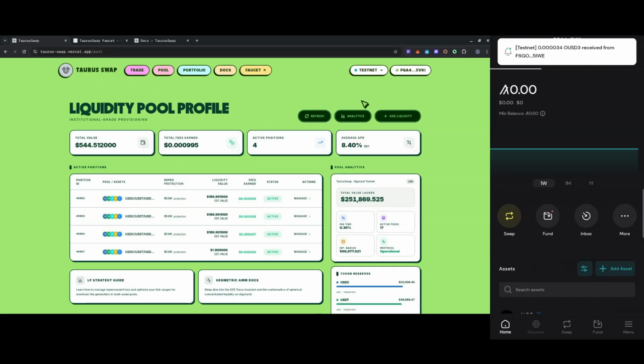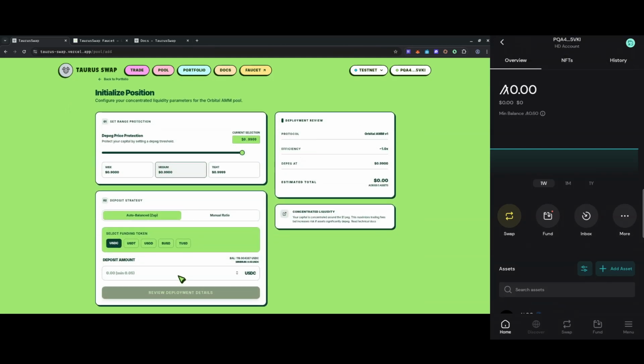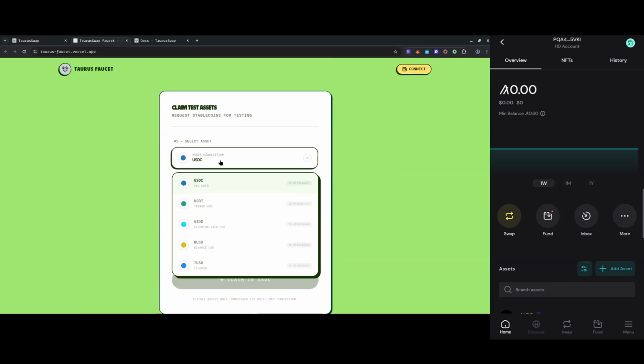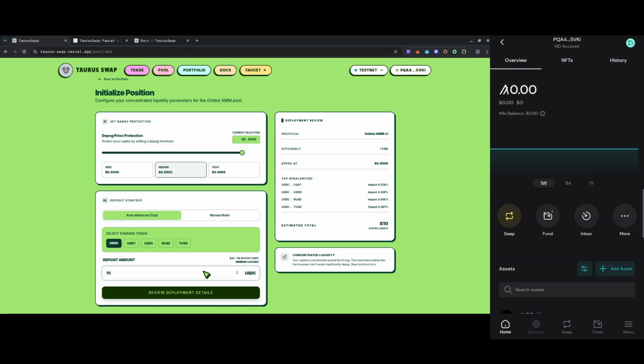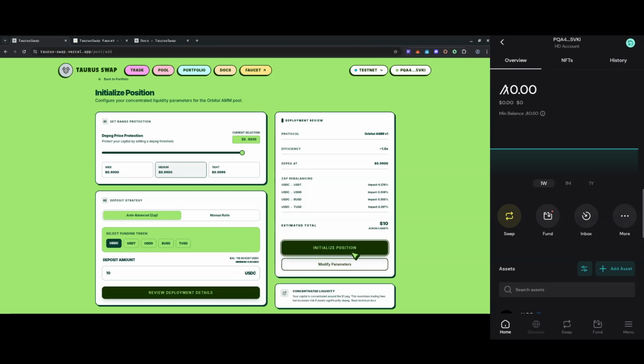So let's talk about how we can add liquidity so that you can also gain some profits. For example, if you just want to deposit USDC, and you don't have USDC, you can just go and click on the faucet, opt in, and get the token that you want. These are mock tokens that we have created for demo purposes for the hackathon. Let's deposit 10 USDC and initialize the position.